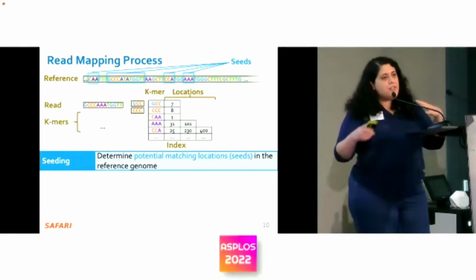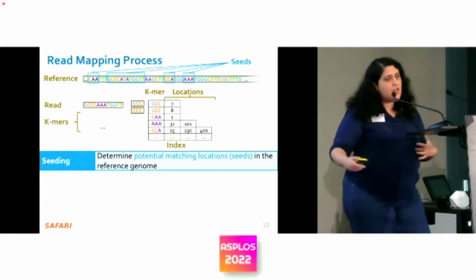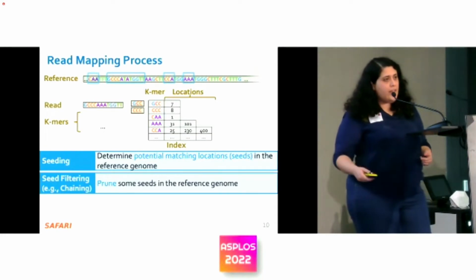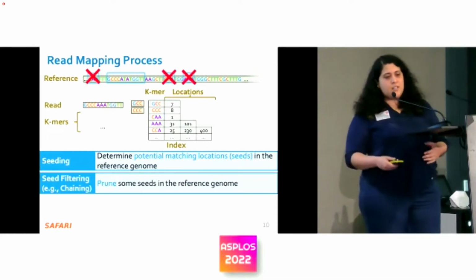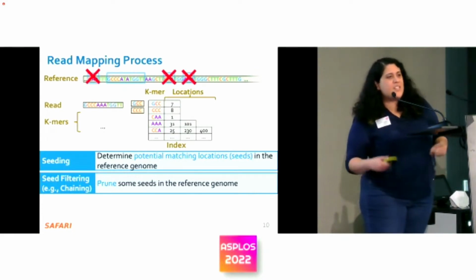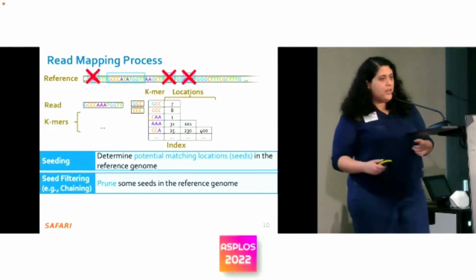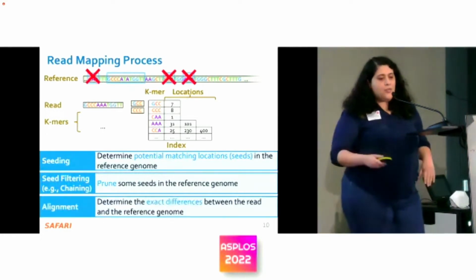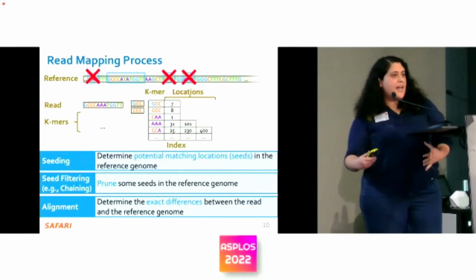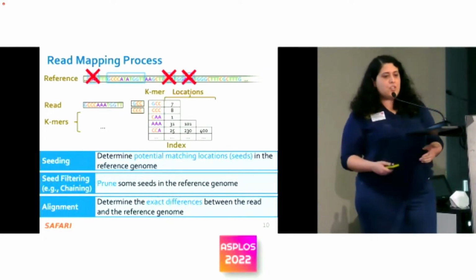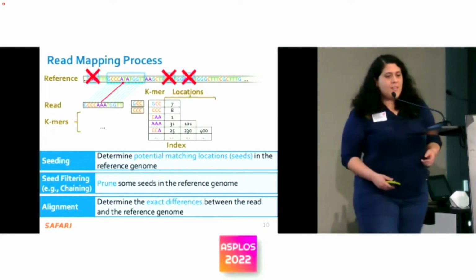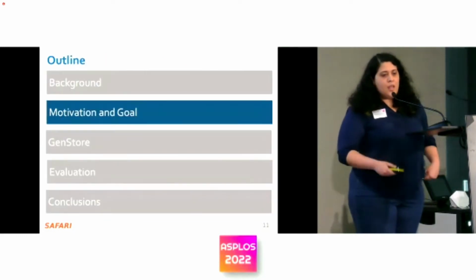To further reduce the search space and therefore reduce the cost of computation, a second step called seed filtering or chaining prunes some of these seeds in the reference genome to which the read is predicted not to align, using a simpler approximation of alignment score. And finally, the third step, which is alignment, determines the exact differences between the read and the reference genome using the computationally expensive approximate string matching. So that's a brief background on read mapping.